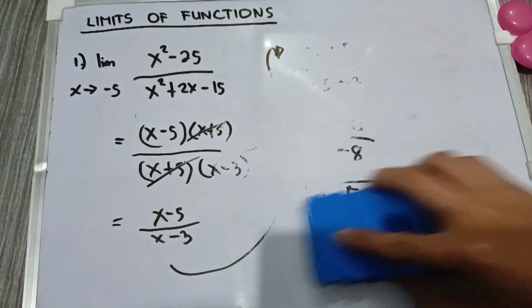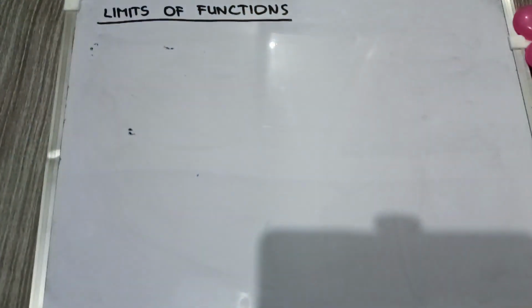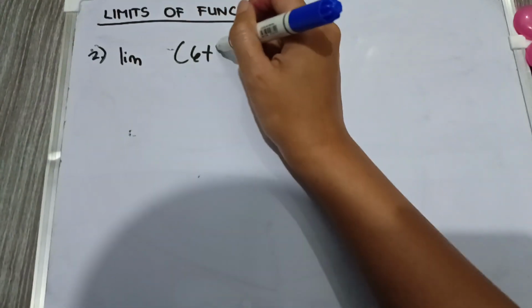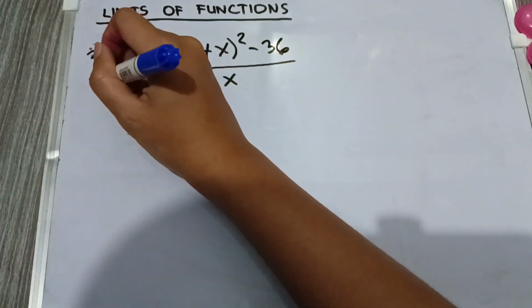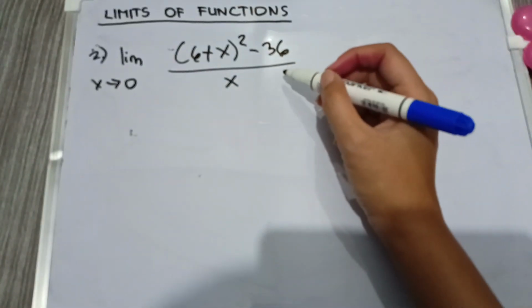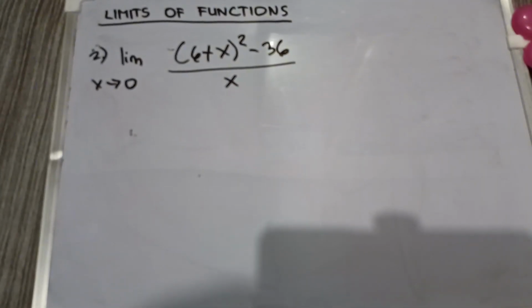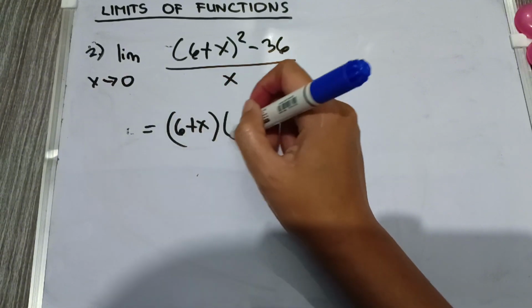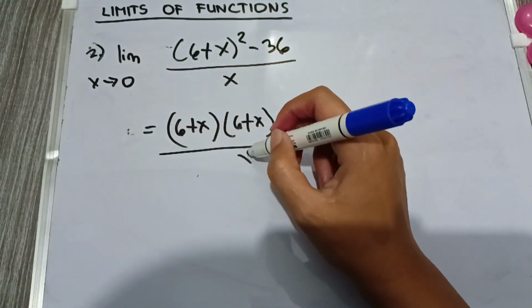Now let's have another example. What is the limit of 6 plus x squared minus 36 over x as x approaches 0? In this example, we need to simplify the terms. So 6 plus x squared is equal to 6 plus x times 6 plus x, minus 36 all over x.